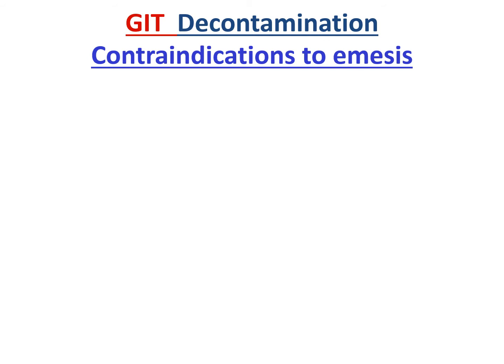Contraindications to emesis can be divided into two parts: contraindications related to the substance and contraindications related to the patient. Contraindications related to the substance include convulsants. If your patient gives a history of taking a convulsant agent and he is not in a convulsant attack, the induction of emesis may precipitate a convulsion attack, so it's contraindicated.